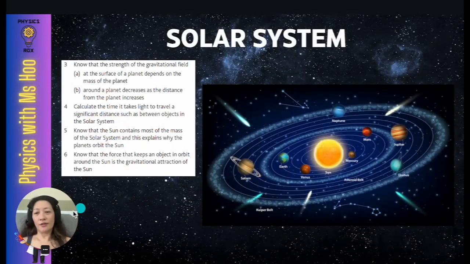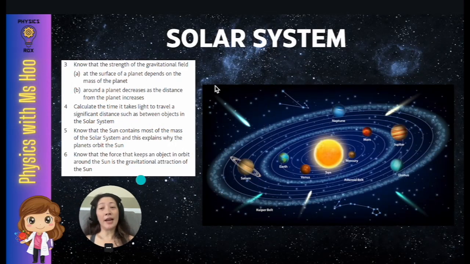Now, in addition, you also need to know the relationship of the strength of the gravitational field. So for one, you need to know that the strength of the gravitational field on the surface of a planet depends on the mass of the planet. You have to be aware that when the mass of the planet is higher, the gravitational field strength, which I'm just going to write as g here, is a lot higher. So planets with greater masses have greater gravitational field strength.